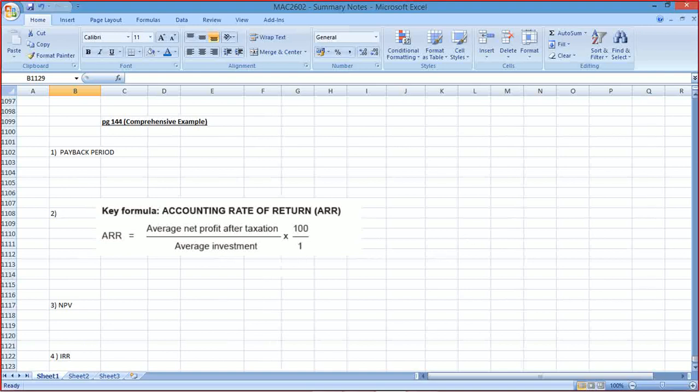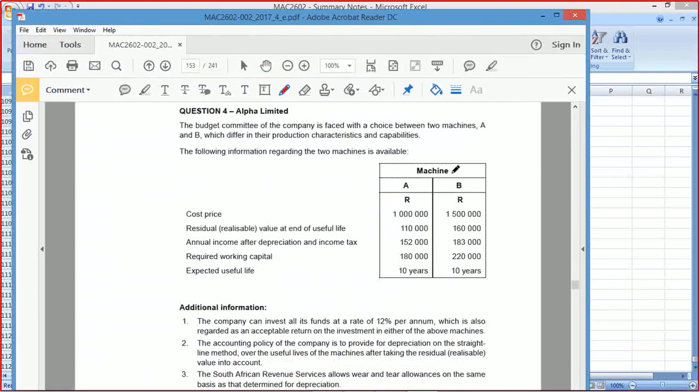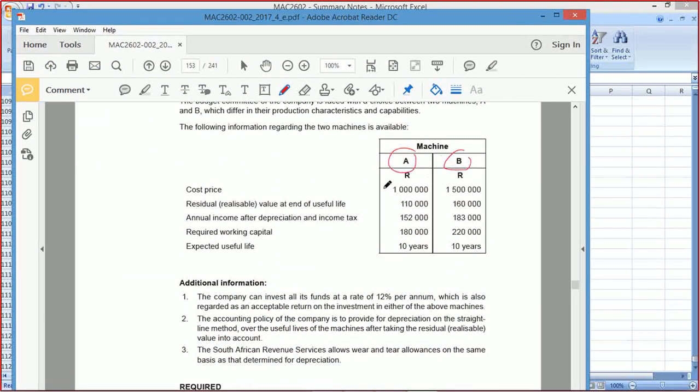Yes, sir. Okay, so let's read the question. What else do they say? Okay, they said the budget committee of the company is faced with a choice between 2 machines. Okay, so we're either going to go with A or we're going to go with B. Either this one or that one. The cost price, it's given, 1 million and 1.5. Okay, so obviously A is cheaper than B. Residual value means what is the asset worth at the end of its useful life? Does that make sense? Yes, sir.